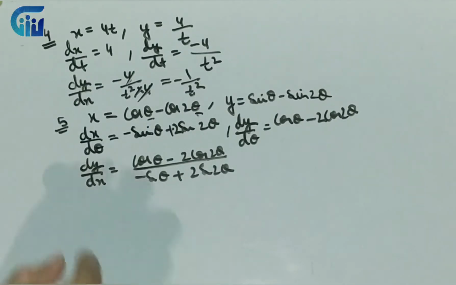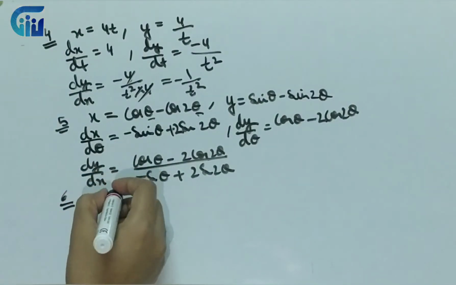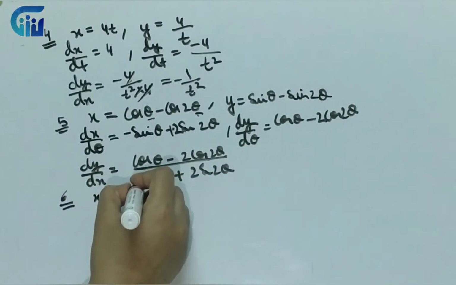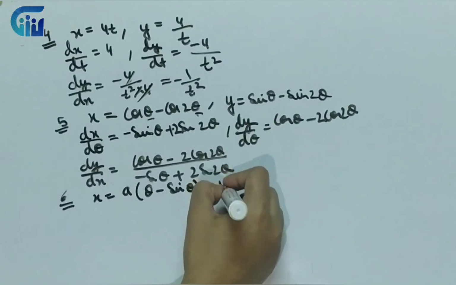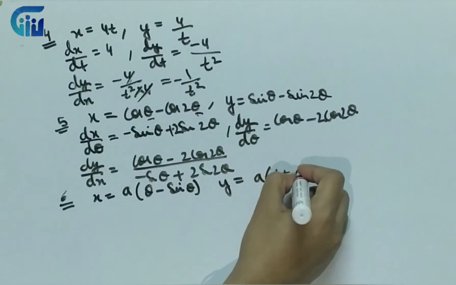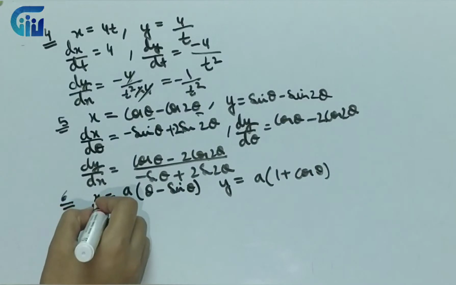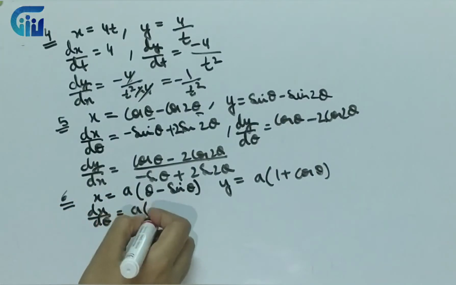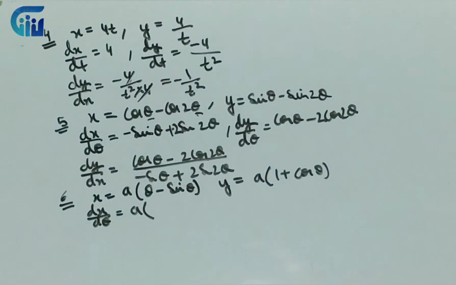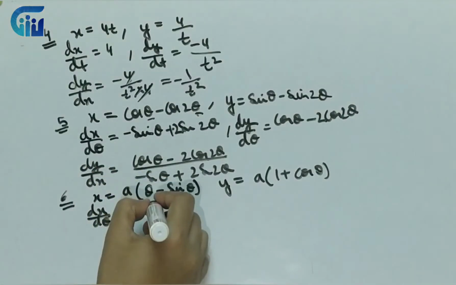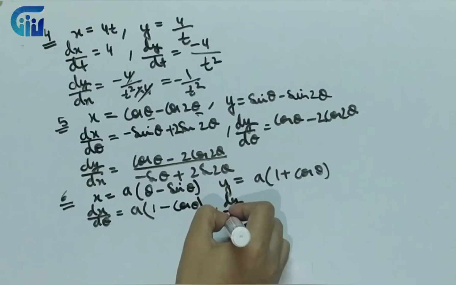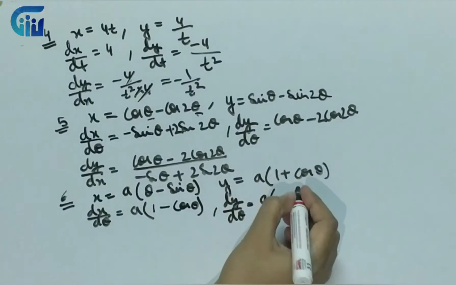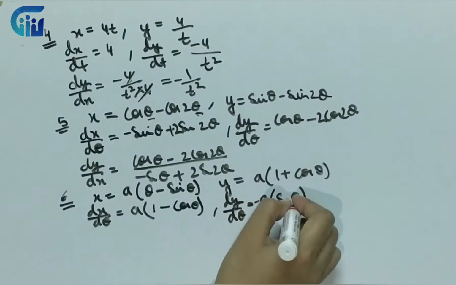Next, moving on to question number 6. It says x is a(theta minus sine theta), and y is a(1 plus cos theta). So again we will find the derivatives with respect to theta. Derivative of theta with respect to theta is 1, derivative of sine theta is cos theta. Dy by d theta: a is there, derivative of 1 is 0, and for cos theta it is minus sine theta.